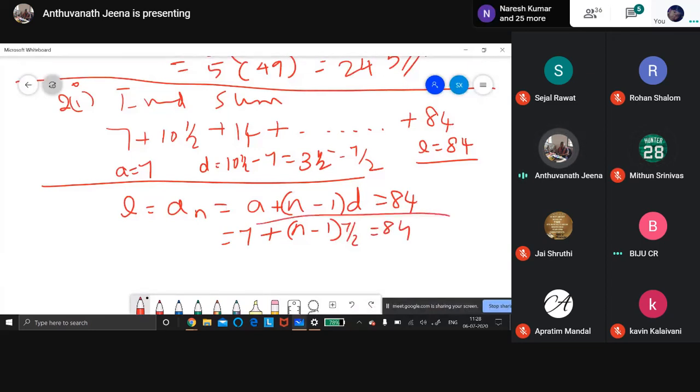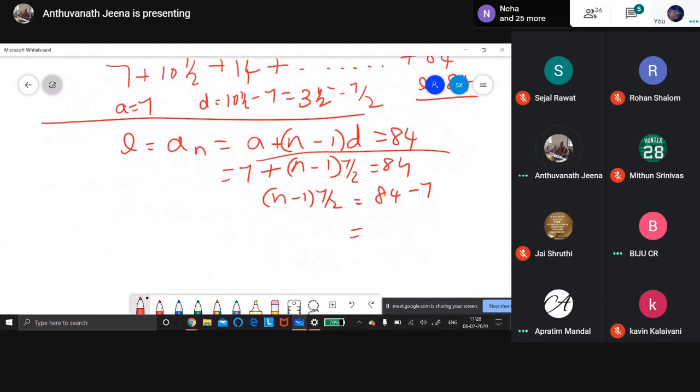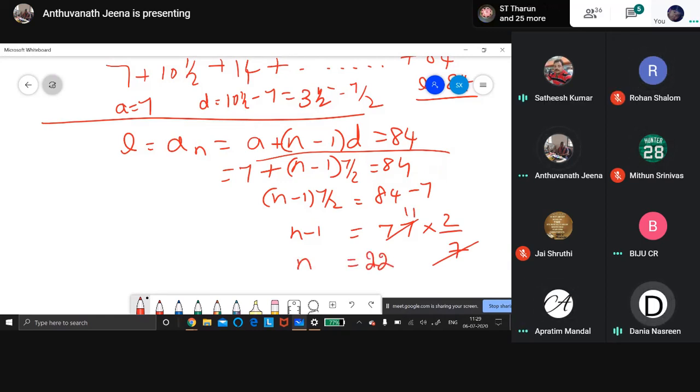First bring this 7 this side. So N by 2 into 7 by 2 is equal to 84 minus 7. What is 84 minus 7? 77. Now you bring this 7 by 2. 7 by 2 will become 2 by 7. Correct? Cancel, you get 22. Now what is N? N is equal to 23.